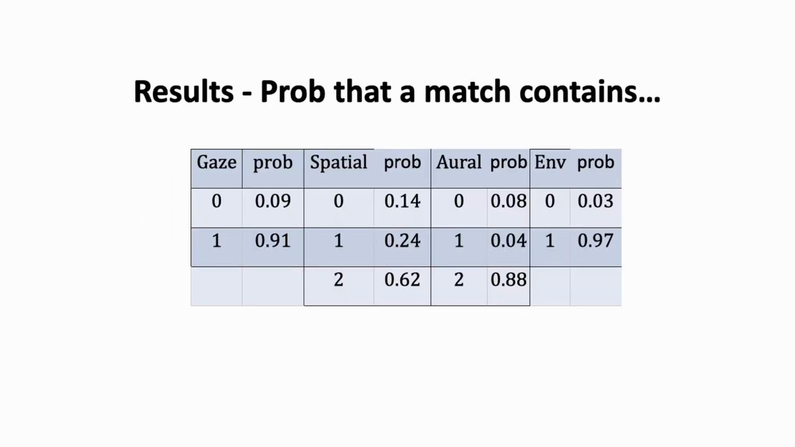Another way to look at this is that, remember, gaze has 2 levels, 0 and 1. Spatial has 3 levels, oral has 3 levels, environment has 2 levels. If we look at these probabilities, we see the probability that a match contains gaze at level 1 is 0.91, and the probability that it contains environment at level 1 is 0.97. Note, there have been no questionnaires here at all. This is all simply based on transitions that people chose.